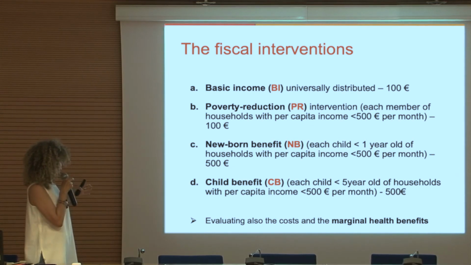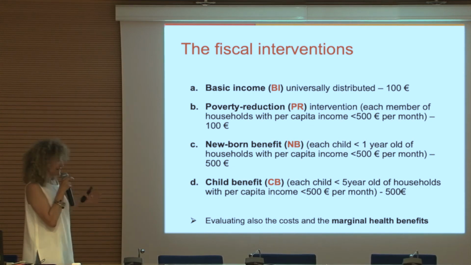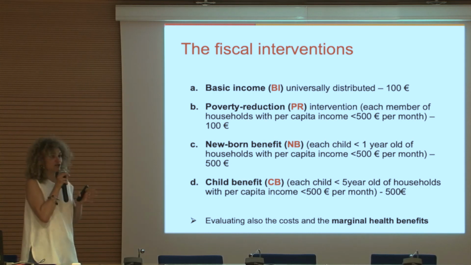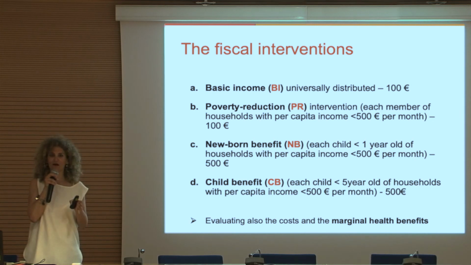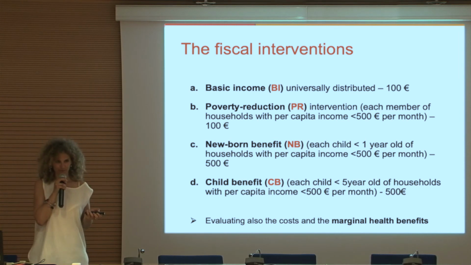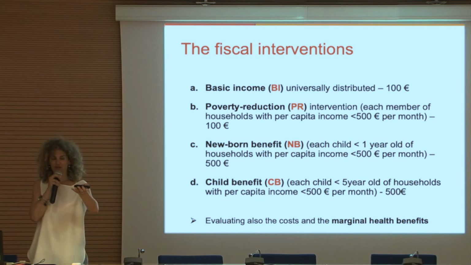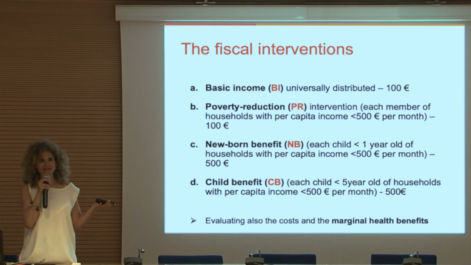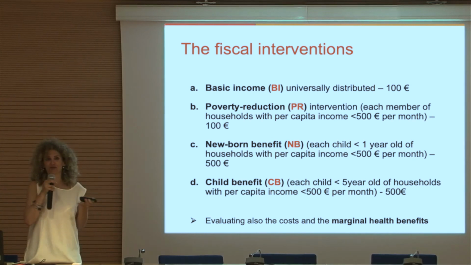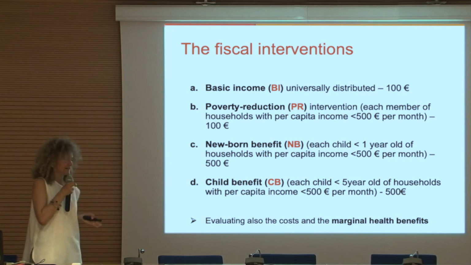The third one is the newborn benefit, and we again selected only the households with a per capita income below 500 euros, and we simulated giving 500 euros either annually or monthly for each child less than 1 year present in the household. And the fourth one is equal to the third one, but for each child less than 5 years. We evaluated the impact of these interventions in comparison with the baseline scenario. The baseline scenario means the actual fiscal system of the country in which we are studying, in this case, Italy.